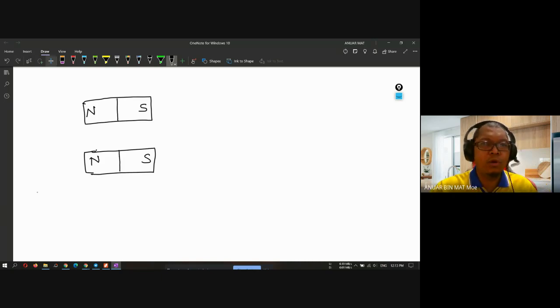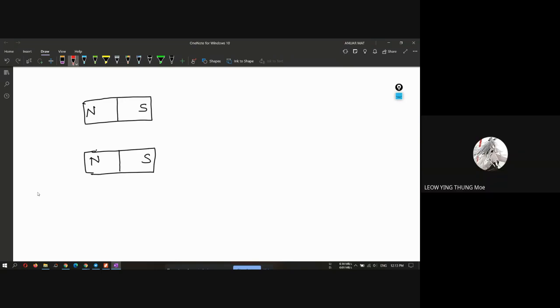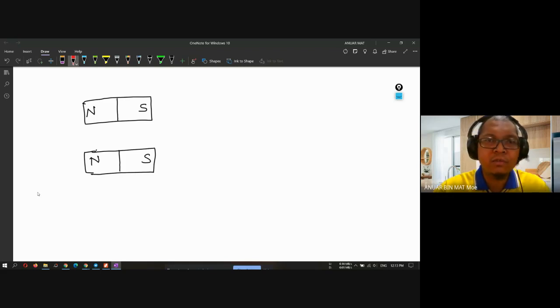How do you want to draw the magnetic field lines? It will repel, right? It will repel or attract? Repel. So how do you want to draw the magnetic line over here? You must remember the magnetic line is always from north to south. So how do you want to draw this? By using one line.